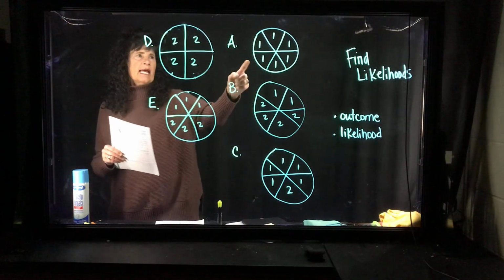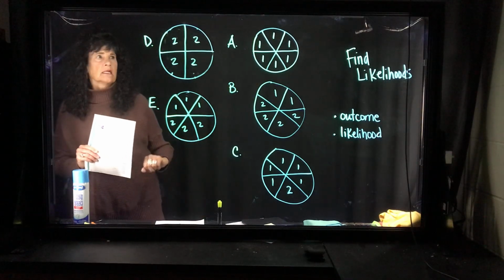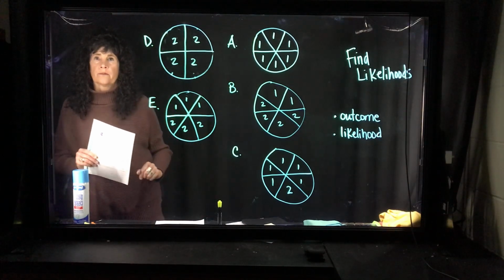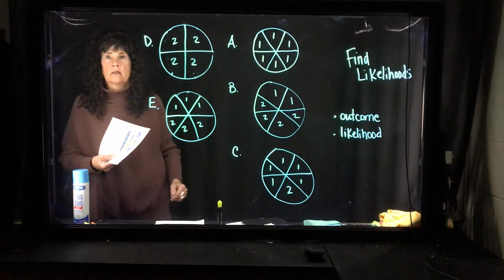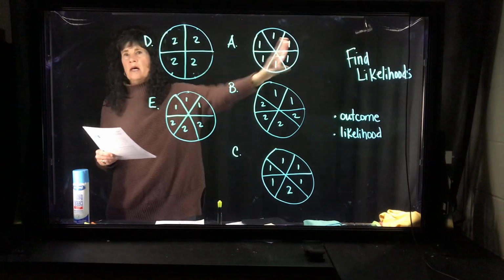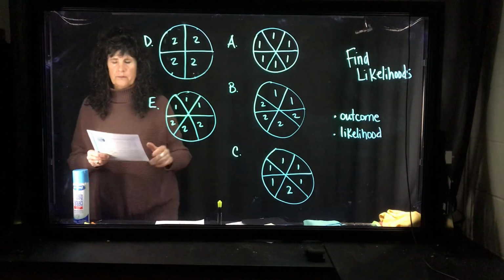So if you look at A, what is the likelihood that if I had a spinner here and I spun it, that it would land on the number 2? It's impossible, right? There are no 2's there. So this would be impossible, okay? The outcome of it landing on the number 2 is impossible.